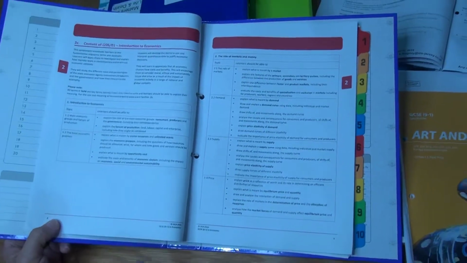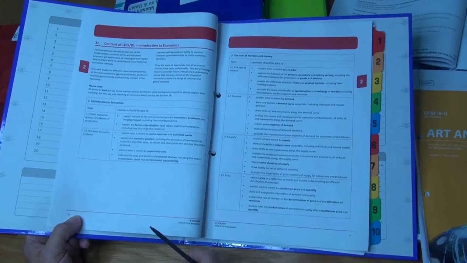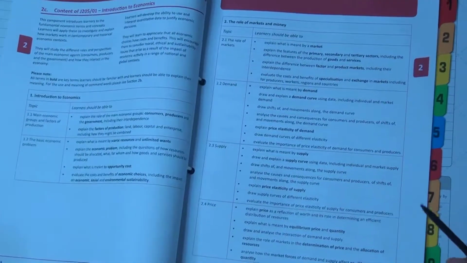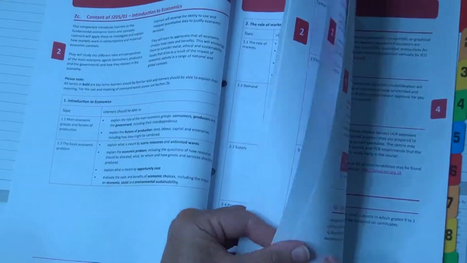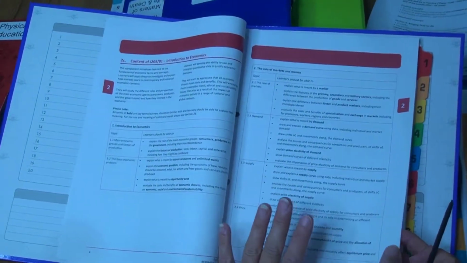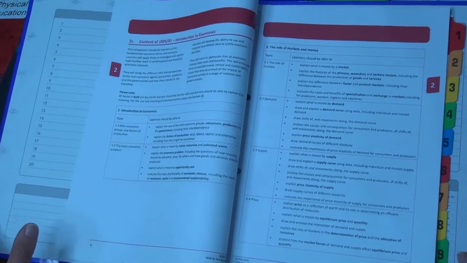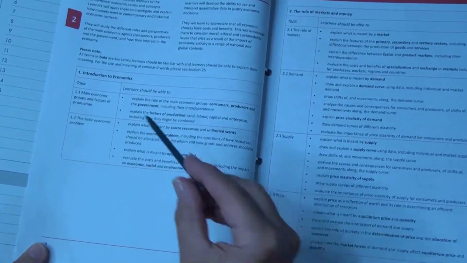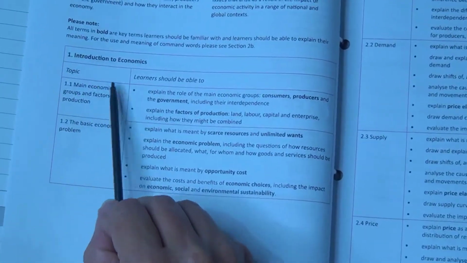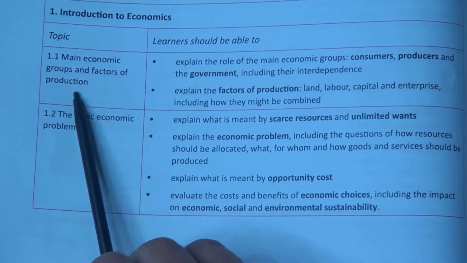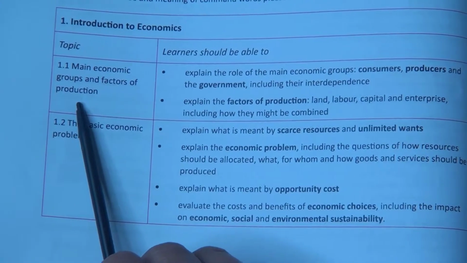So if we turn over the page, what is brilliant about this is, over these pages, and I think actually it's about, let me just have a quick flick through. I think it's 6 pages. There we go, 1, 2, 3, 4, 5, 6. Those 6 pages cover all the topics he needs to know for his economics exam. So if I look here, the first topic is main economic groups and factors of production. That's what he needs to be able to understand.